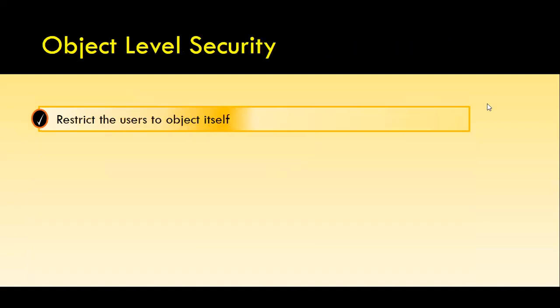Next one is object level security. In this case, we are restricting the user from viewing the table itself. Don't allow the user to view the table at all.